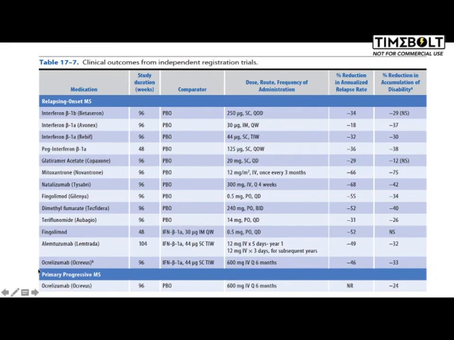It is ocrelizumab. It is also a monoclonal antibody. It is also available in Pakistan. It is FDA approved for both relapsing remitting kind of multiple sclerosis as well as for primary progressive multiple sclerosis. It reduces annualized relapse rate by 46%, reduction of disability by 33%.